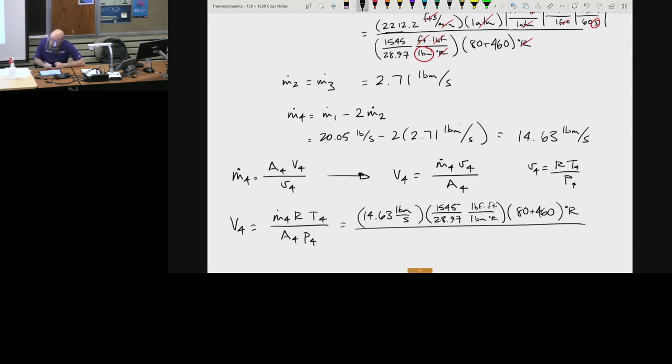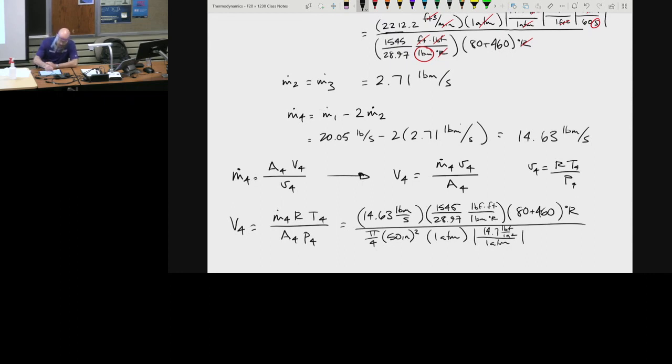My area is going to be pi over 4. This area is 50 inches squared, so 50 inches squared. My pressure is going to be 1 atmosphere. Okay. What's 1 atmosphere? Well, 1 atmosphere is going to be 14.7 pounds force per inch squared.